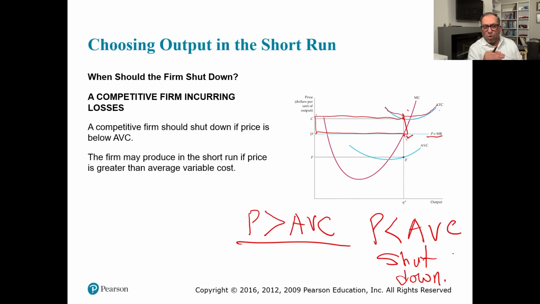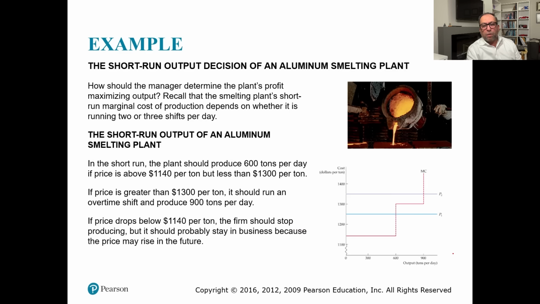Now this shutdown is only good if the price is less than average variable cost. If the price is higher but less than ATC, the firms are making losses, but it is good to continue, because this way you are at least covering your fixed cost and some portion of the variable cost as well.